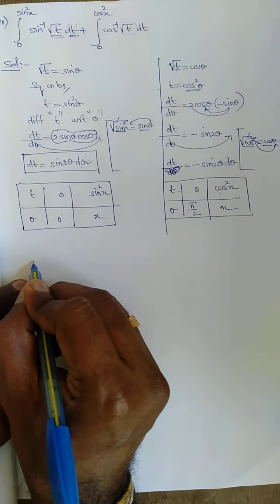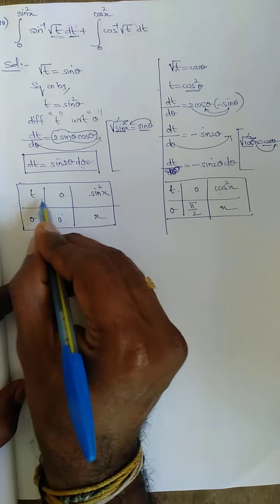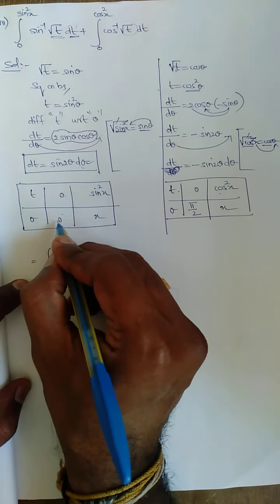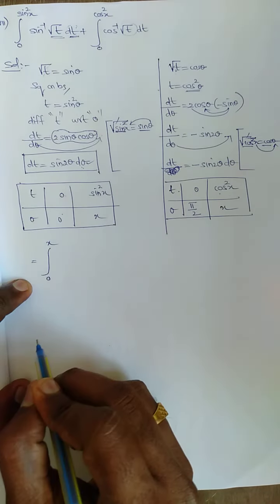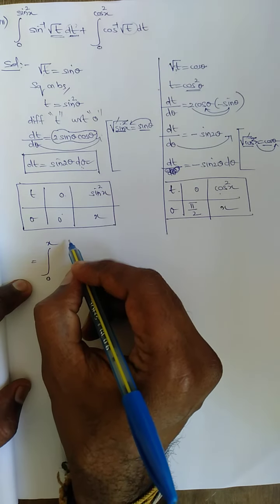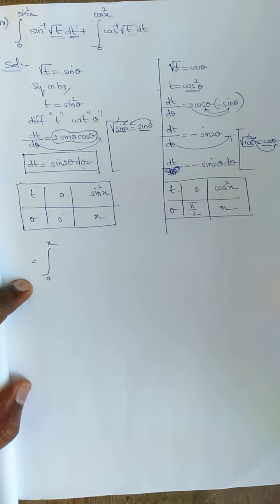So apply here, what it becomes is equal to the integration of, first apply 0, and sin square x will be changed into 0 to x. Next, what is the change here? Sin inverse of root t. They are given sin inverse.